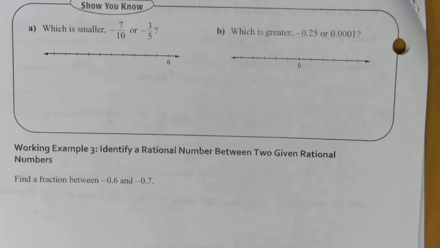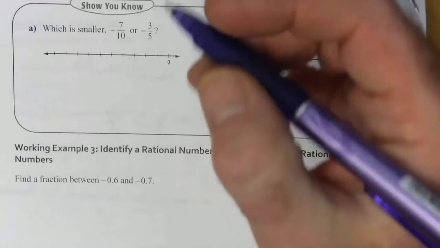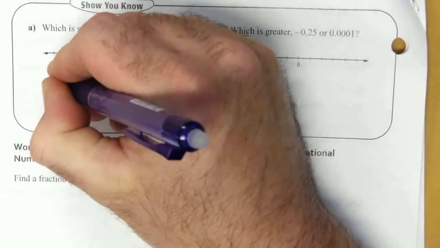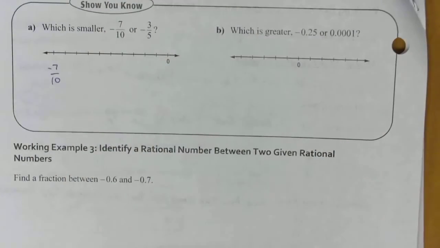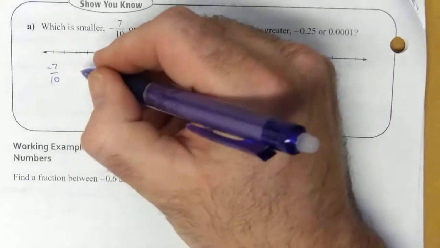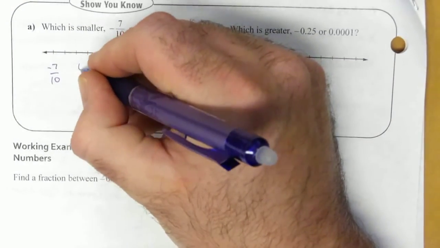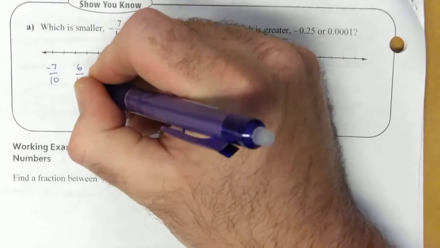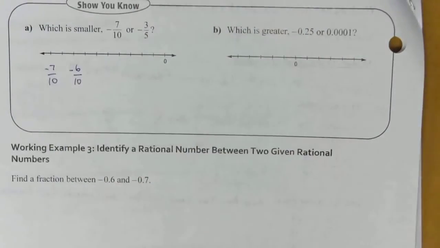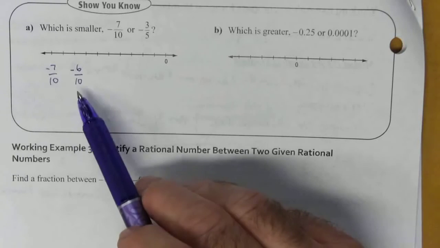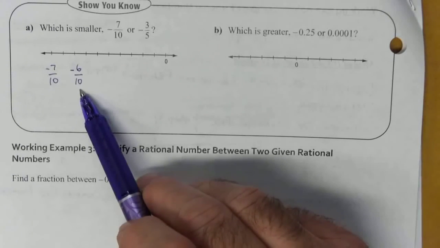Which is smaller, negative 7 over 10 or negative 3 over 5? For me, I think the fastest is going to be comparing using equivalent fractions. We have negative 7 over 10 and negative 3 over 5. We can multiply top and bottom by 2. If we do that, 3 times 2 is 6, 5 times 2 is 10, and it is negative as well. So now we're comparing negative 7 over 10 and negative 6 over 10.